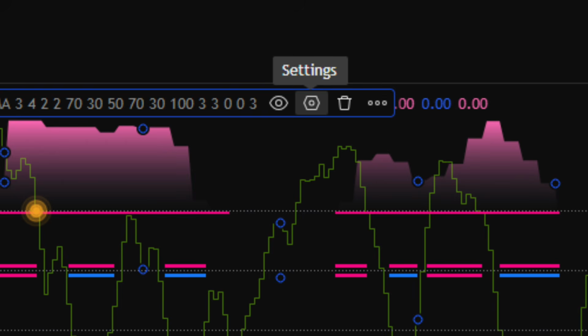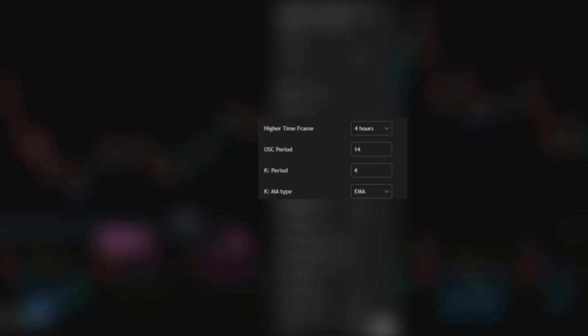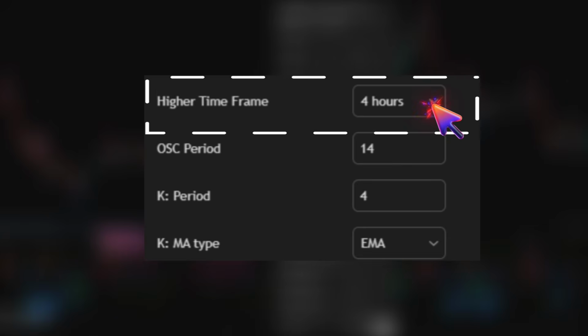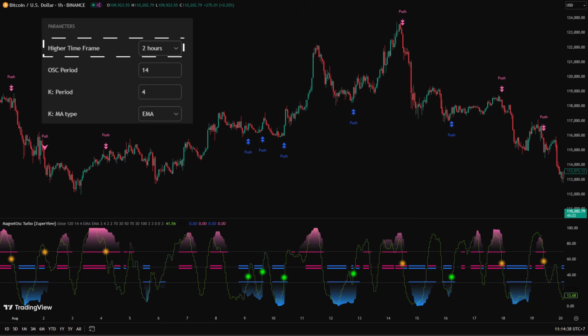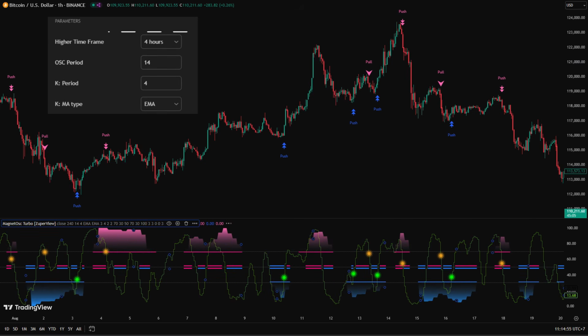First, to select the higher time frame, go to Settings. In the Parameters section, you can adjust it to any type you prefer, such as tick, minutes, or range. Here, I'm using the 2-hour time frame as the higher one. You can also switch to 3 hours, or even 4 hours. In practice, combining a 2 to 4 hour chart with the 1 hour chart usually provides a well-balanced and effective setup.